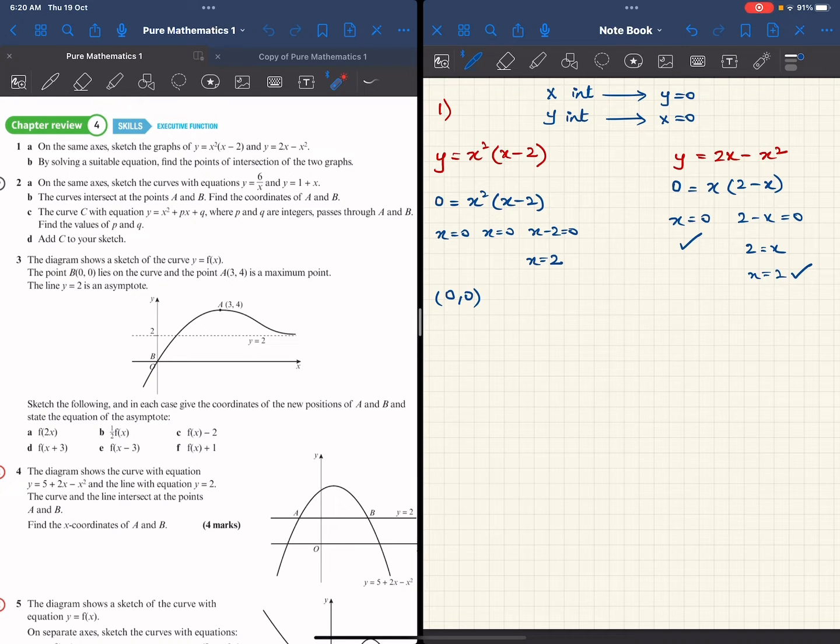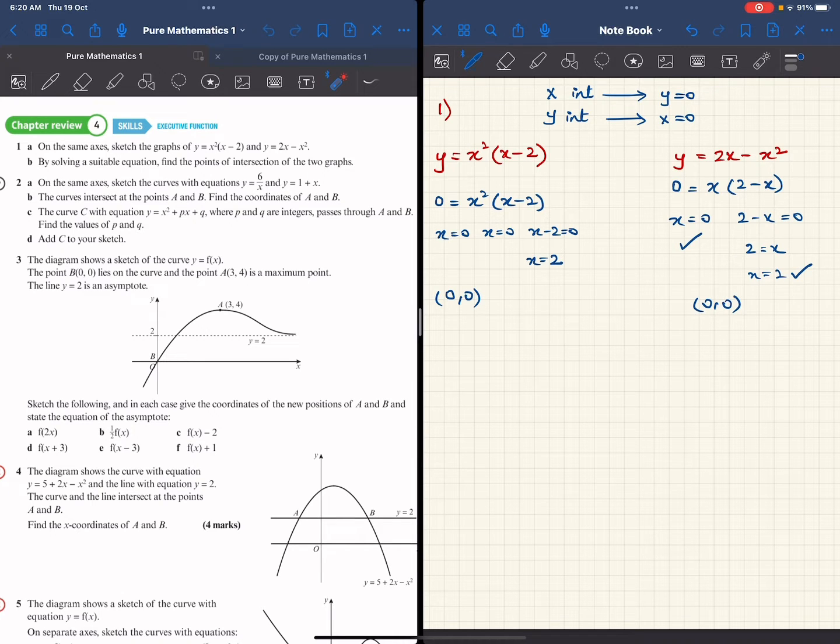So let's start by sketching. Okay, now for the quadratic one, we can also find its y-intercept. So we can equate x to 0. When we equate x to 0, this is 2 into 0 minus 0 squared. So this also passes through (0, 0). So its y-intercept is also (0, 0).